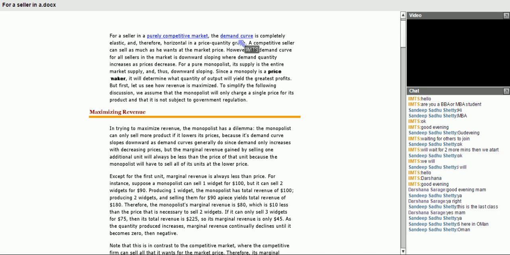So let's see. In a purely competitive market, the demand curve is completely elastic. Elastic means it can completely vary. It can change very frequently, and therefore it's a horizontal price-quantity graph. Yes, Darshana, it's flexible. So a competitive seller can sell as much as he wants at the market price.